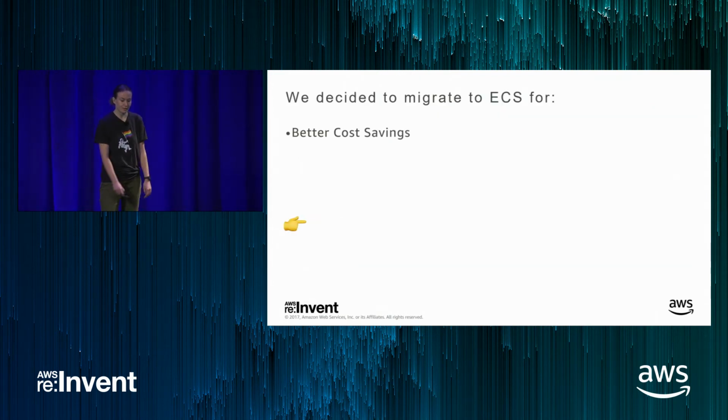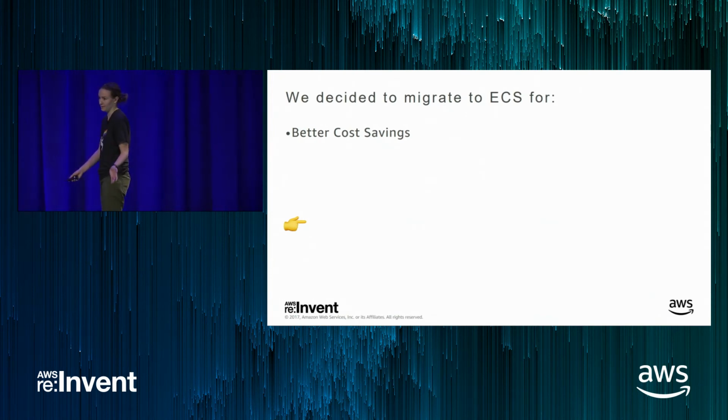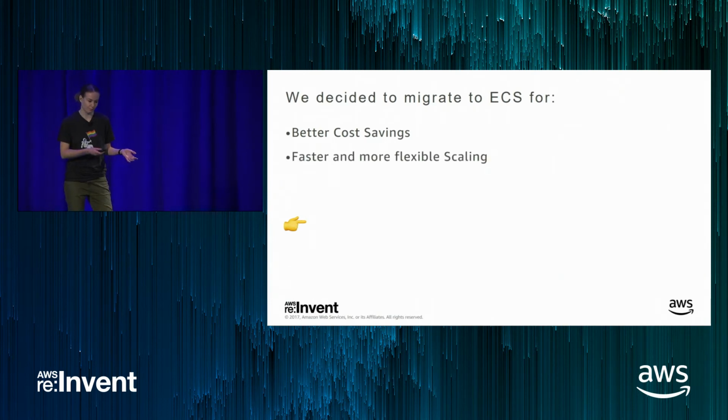So we migrated for better cost savings. We knew that running on ECS, really simply, we'd be able to run multiple tasks on one host, therefore dramatically cutting down the number of EC2 instances we were running, and this assumption turned out to be true.